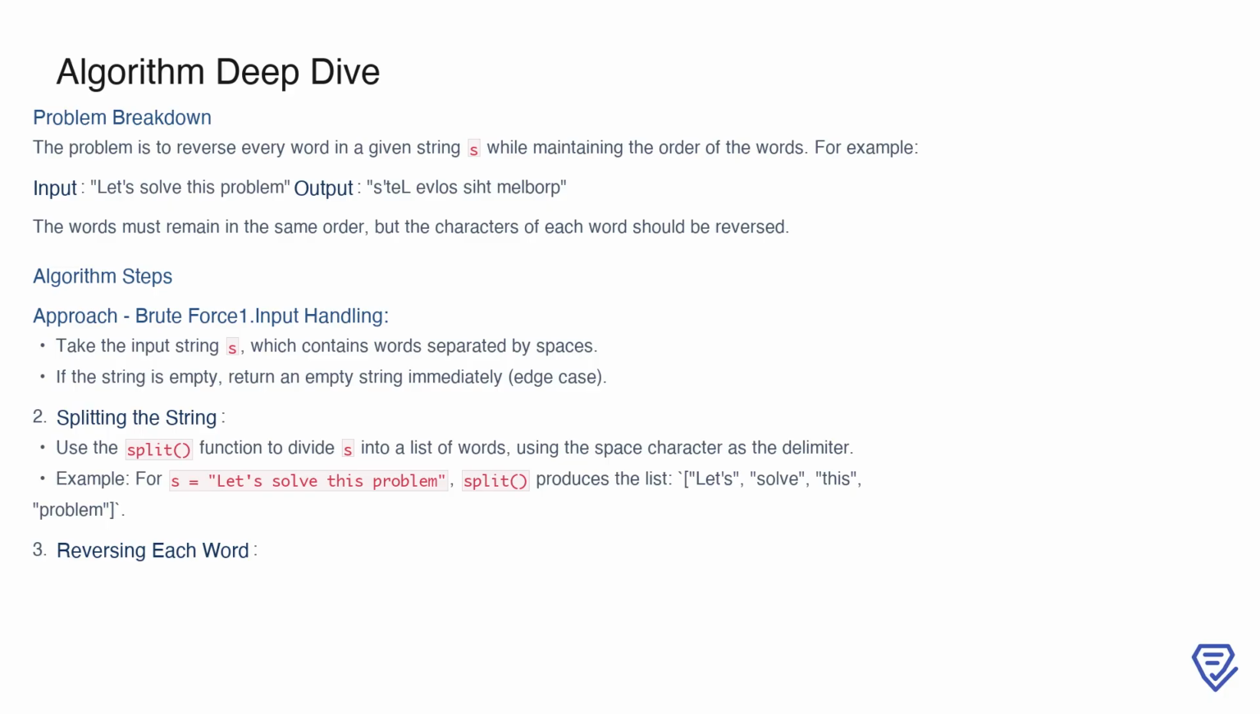First, we handle the input string by checking for edge cases, such as an empty string. If the input is empty, we return an empty string immediately. Next, we split the input string into a list of words using Python's split function, which uses spaces as the default delimiter. For instance, splitting "let's solve this problem" results in the list of words "let's," "solve," "this," "problem." Once we have this list, we can focus on reversing the characters of each word.